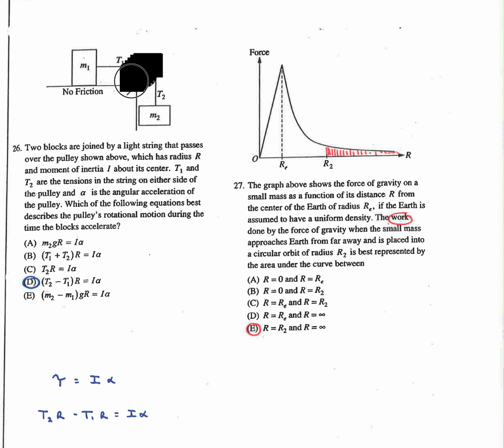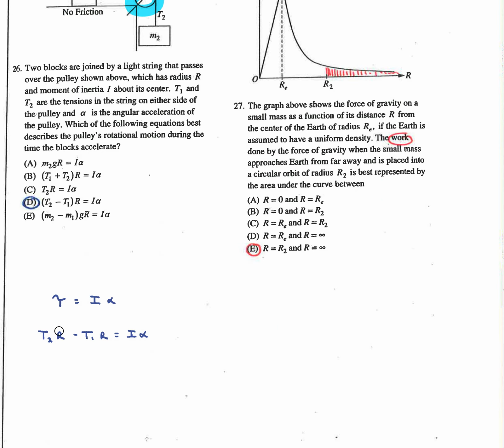This is just looking at the pulley. We know that for the pulley to turn, T2 has to have a bigger torque than T1. Torques are forces with lever arms, so this is the torque of T2 versus the torque of T1, and that causes the system to experience some angular acceleration.